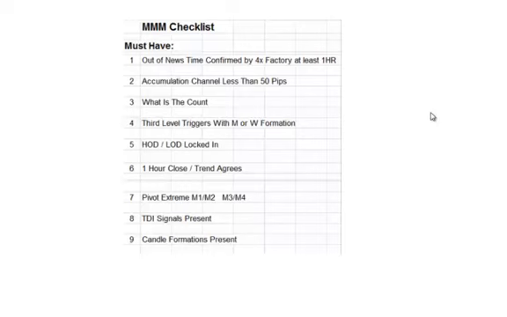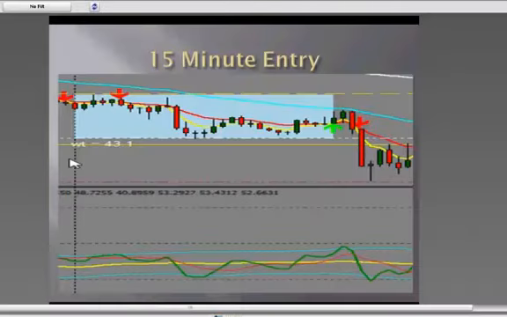If this stuff is making it harder for you, that's not my intent. The goal is second leg M or W in line with the count. That's it. The second leg M or W is the highest probability trade that there is. If you can find those setups and those setups only, you will have enough success in this business that you won't need any of this other stuff to cloud your mind. But some of you are lost, and some of you need this help. So I'm presenting it. Okay, there's your 15-minute entry.